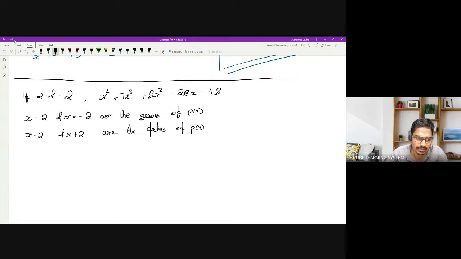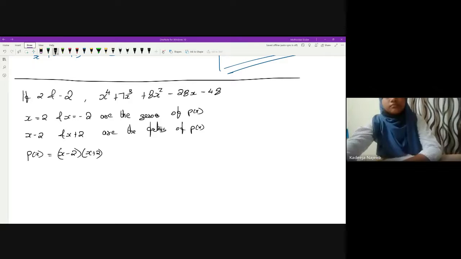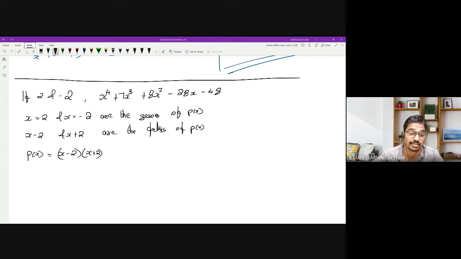Then we will write P of x is equal to, if we know the factors, x minus 2 is one of the factors, x plus 2 is the next factor. If we have 2 factors and zeros, how many will be remaining? 2 more zeros or 2 more factors are remaining. We will consider it together as g of x. We can write the polynomial as x minus 2 into x plus 2 into some g of x.